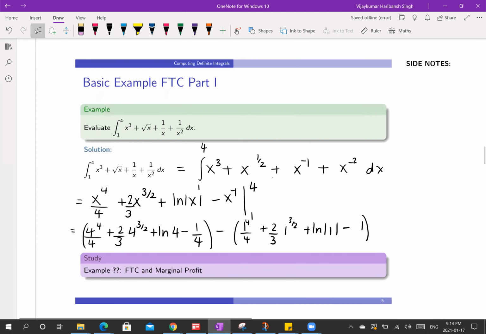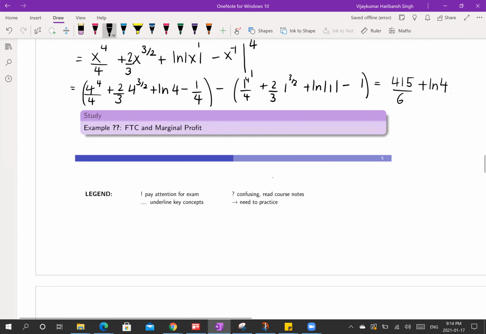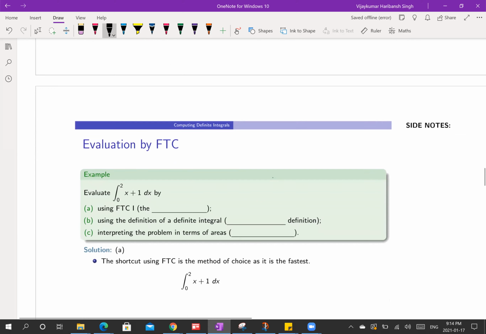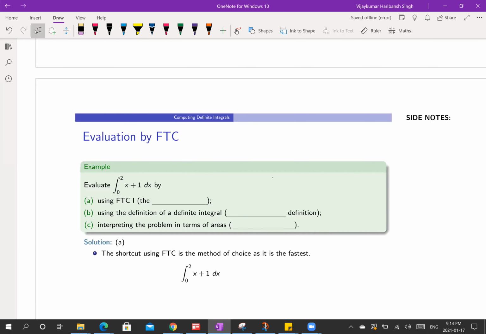And if we simplify this, we'll see that this is going to be 415 divided by 6 plus ln 4. Right. Let's move on to the next part now. So let's look at another example.